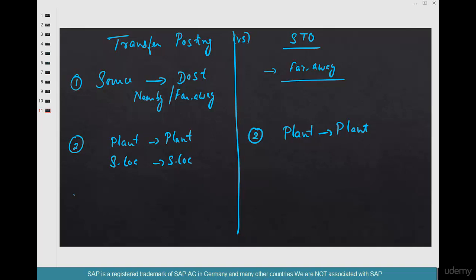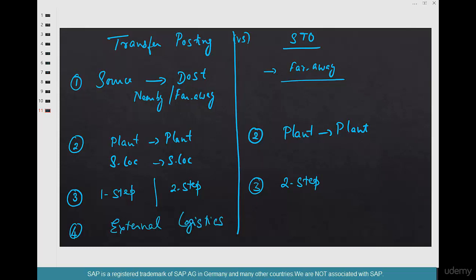A transfer posting gives you two different ways to do the same thing. One is via one step, the second is via two step. A stock transport order, by definition, is two step. There's no one step stock transport order. A transfer posting cannot do external logistics. What do I mean by external logistics?